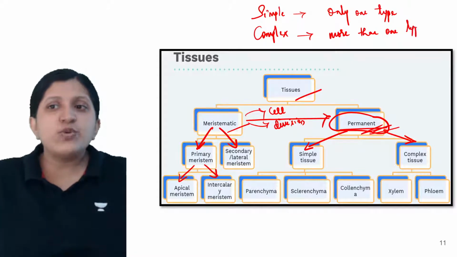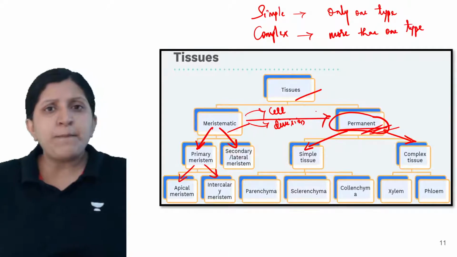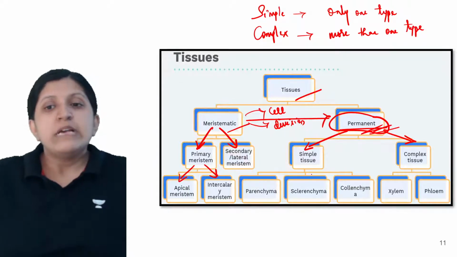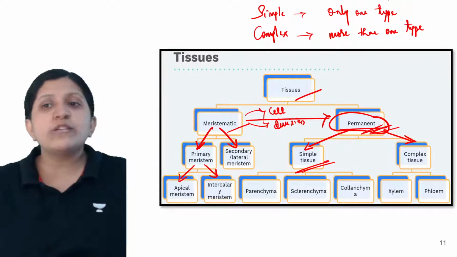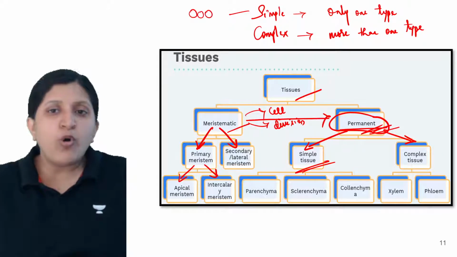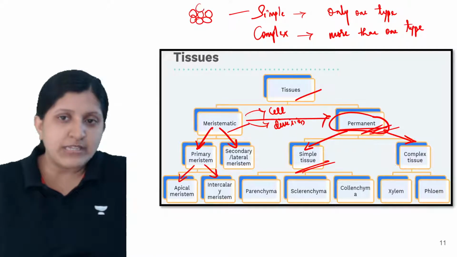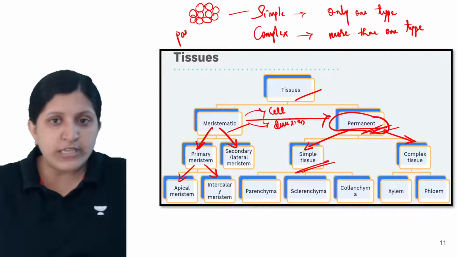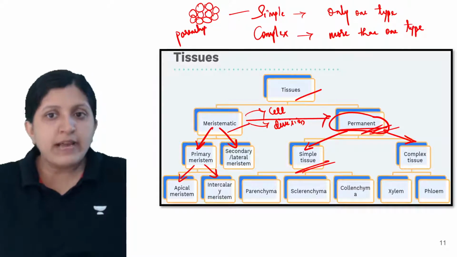So in that case you can come across parenchyma tissue and sclerenchyma tissue. Like simple tissue, when we mention, it is only one type, where you can see all of them being parenchymatous. That means they all have parenchyma tissue only. So this is now for a parenchyma.